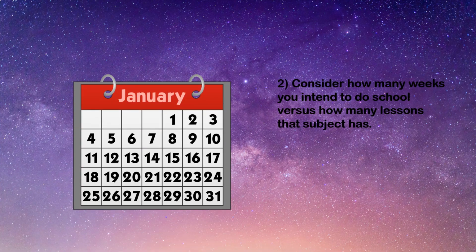2. Consider how many weeks you intend to do school versus how many lessons that subject has. For example, if I have broken down math into 70 lessons and I intend to do the typical 36 weeks of school, then I know I need to cover approximately 2 lessons per week.